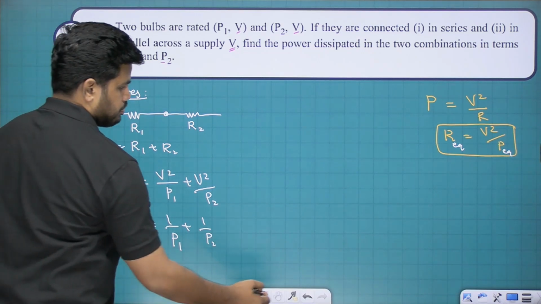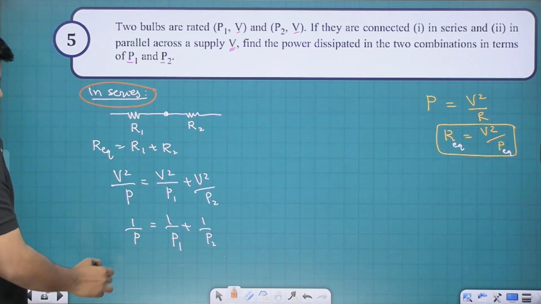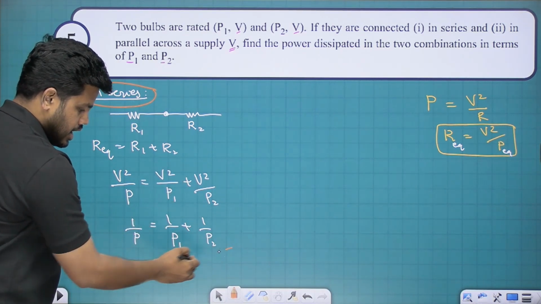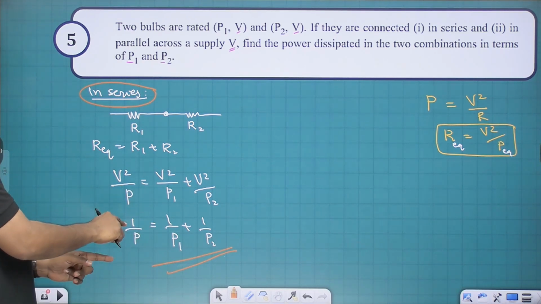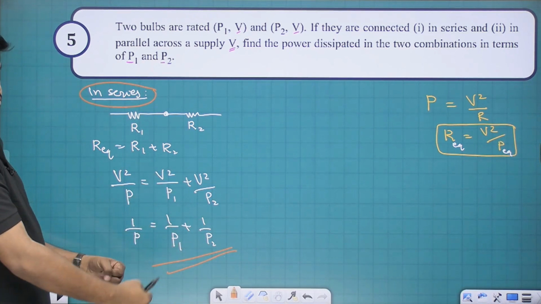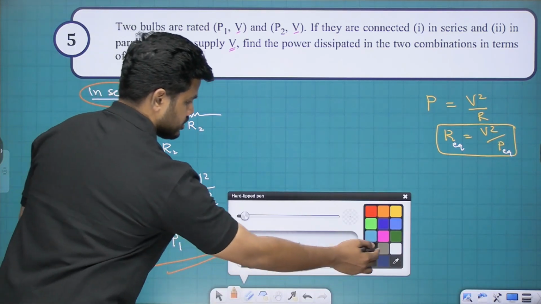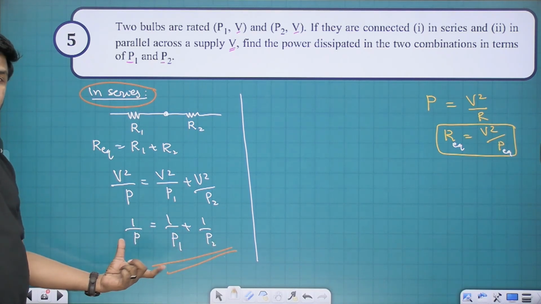So, the power in series combination, P, is related to P1 and P2 as you can see in this equation. If you want, you can simplify further. 1 by P is going to be (P1 plus P2) divided by P1 P2, so P is P1 P2 divided by P1 plus P2. That will be the final answer, or if you are asked to just find the expression in terms of P1 and P2, this is fine.